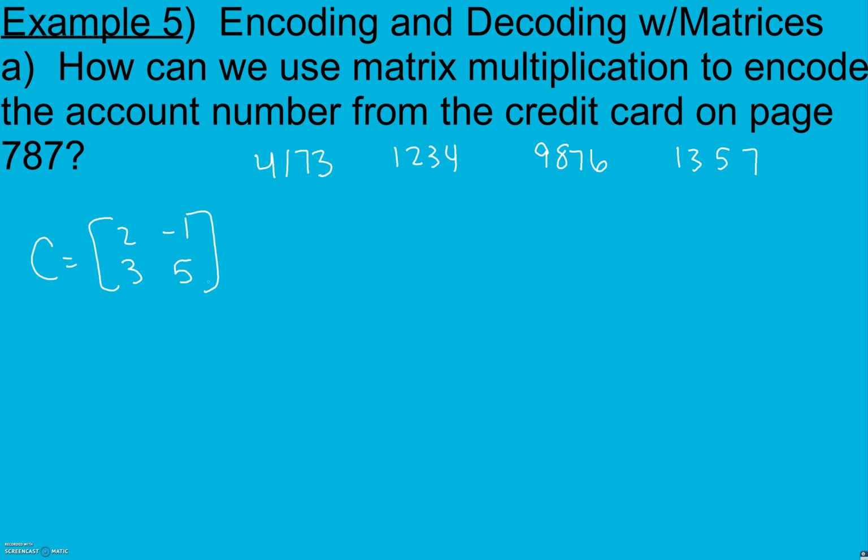Okay. Our first step here is to set up our card number as a matrix that we can multiply with. So since we have a 2 by 2 here, we need to have 2 rows.